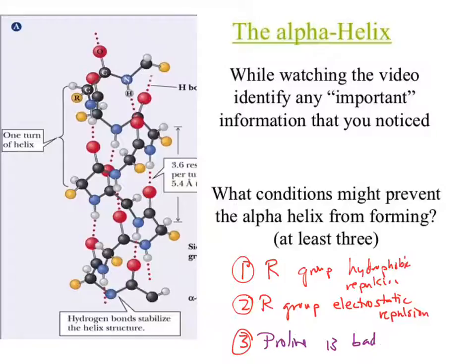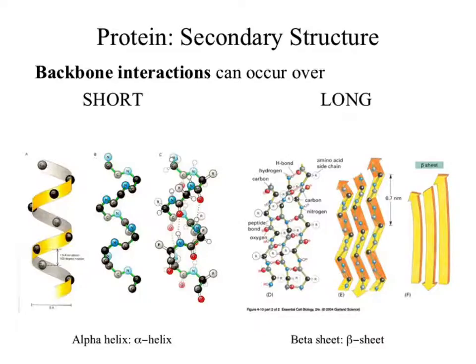If we look at the shorthand, there's our shorthand, the nice ribbon structure. What is missing from that ribbon structure? The R groups. What makes the alpha helix? Hydrogen bonding. If it's within the R groups, then I had better show them on my structure.